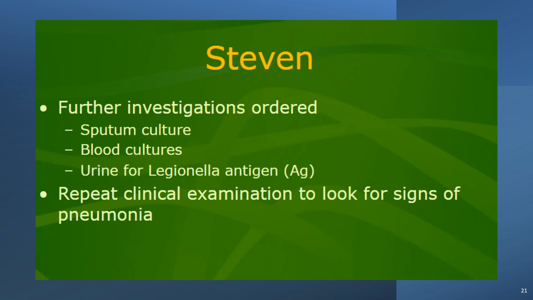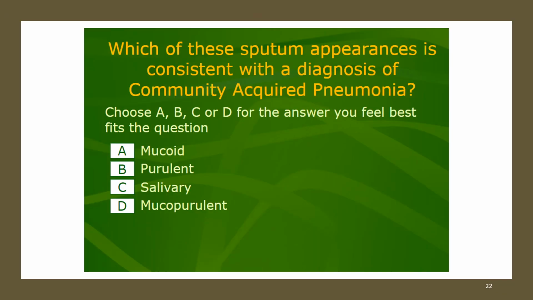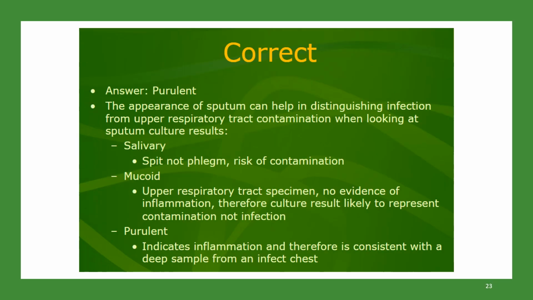Now, the further investigations ordered were sputum culture, blood cultures, and urine for legionella antigen. Repeat clinical examination was done first. Now, what will the sputum appearance be in case of community acquired pneumonia? Since sputum was sent for culture, there are four options. Purulent. Purulent appearance of sputum can help in distinction whether it is contamination or infection. Salivary means colonization. Mucoid means contamination. Purulent indicates infection and inflammation. Therefore, it is consistent with the diagnosis of pneumonia.